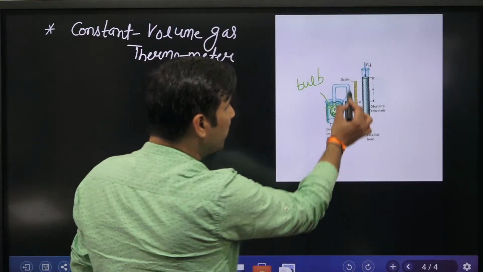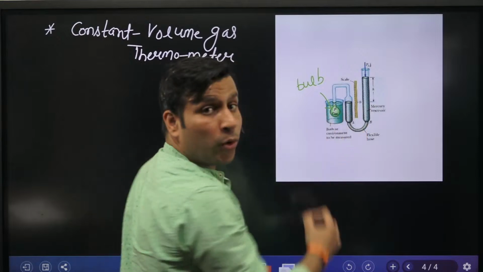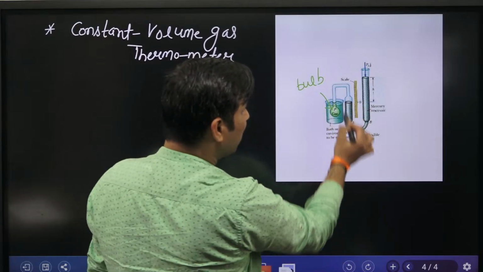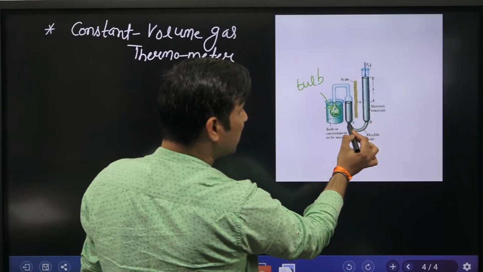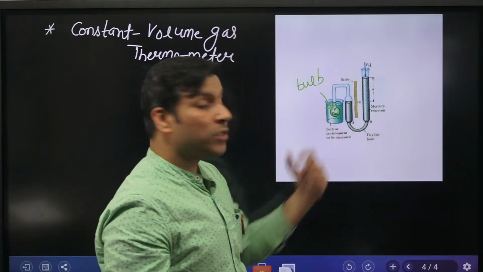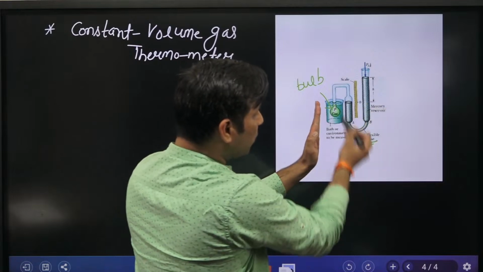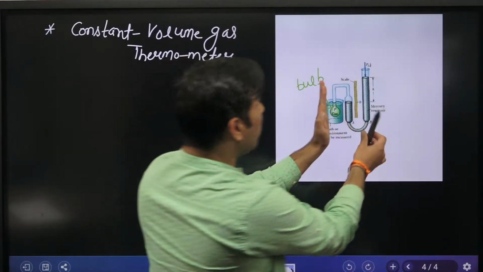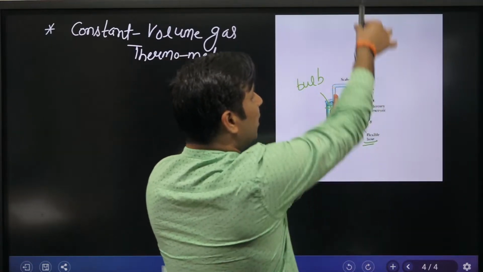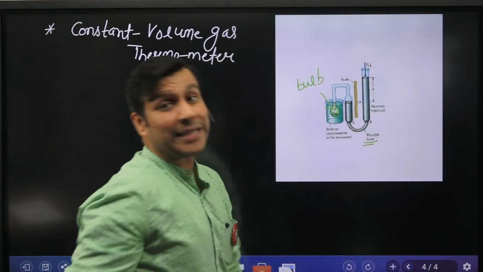So how can you measure the temperature, guys? This is a particular bulb, and this is a capillary tube, something like this, and this is a flexible hose. This hose is not made of glass; it is made of some rubber. It is known as a flexible hose because you can move this limb up and down.